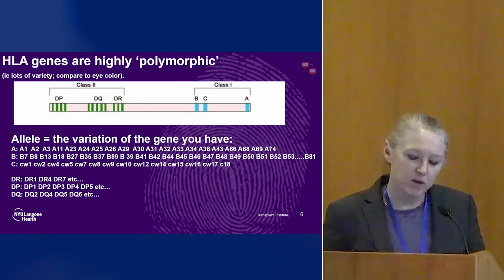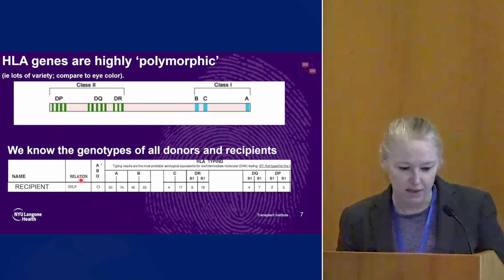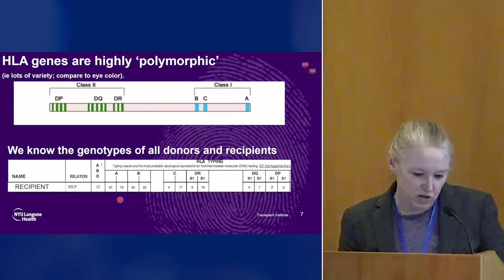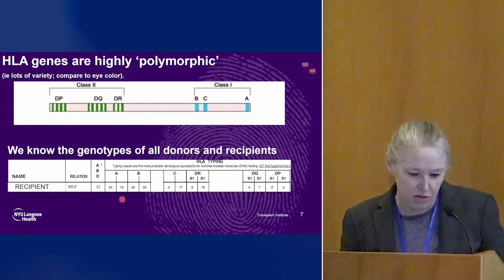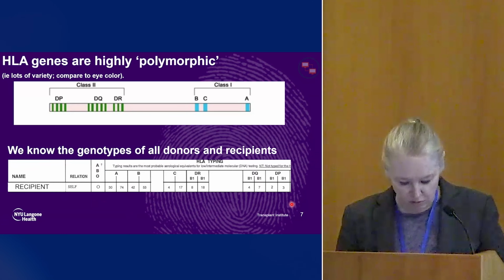So we do know the genotypes of all donors and all recipients in transplant. It's part of what we do in the transplant workup. This is some actual typing from a donor, and we get a report that looks like this. If this is a recipient, we know their genotype. We each have 2 copies of each one of these genes. So here, this person is an A30 and an A74, a B42, a B53, and so on and so forth.